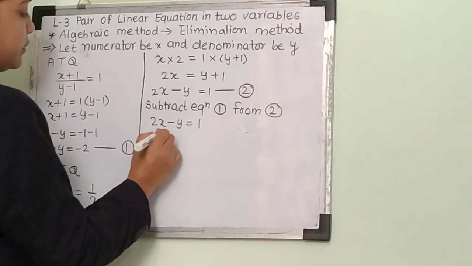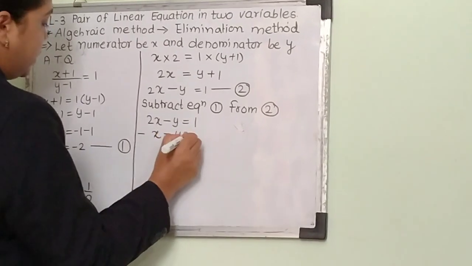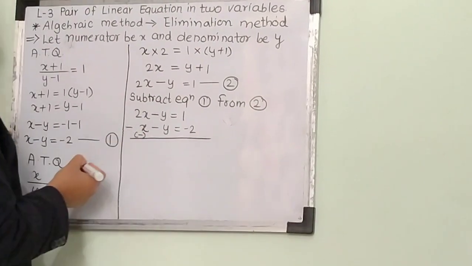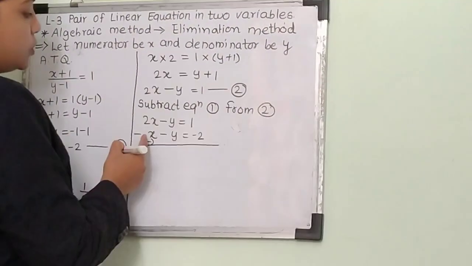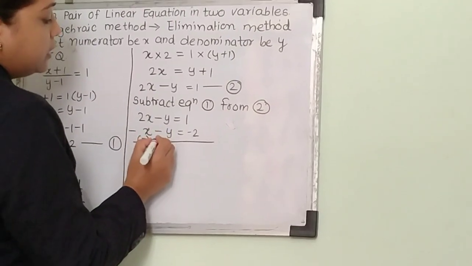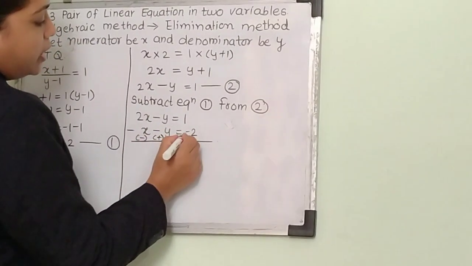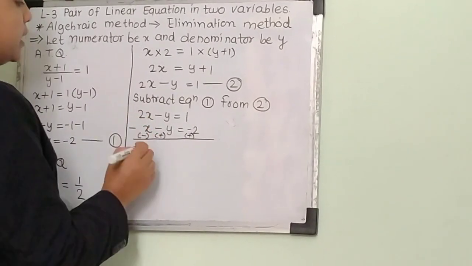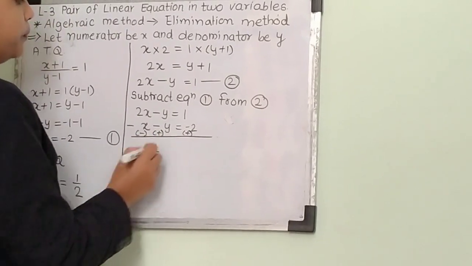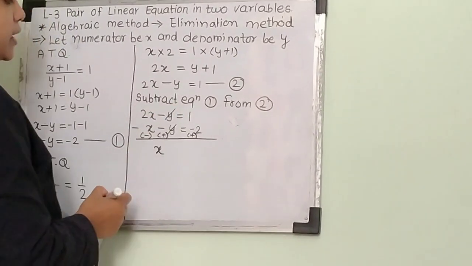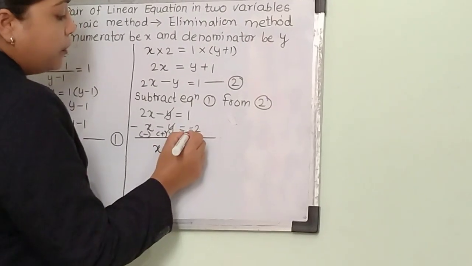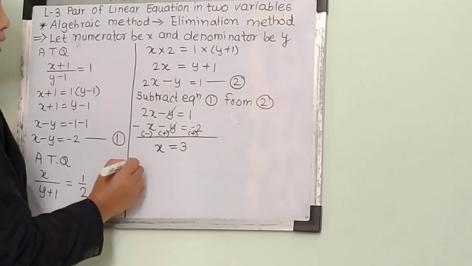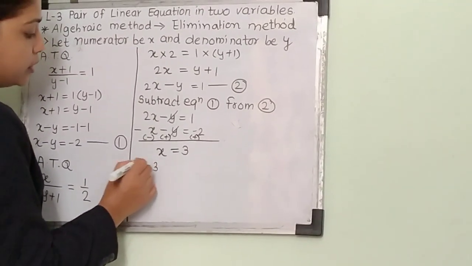We are going to subtract the first equation, x minus y equals minus 2. When we subtract, the signs of the second equation change. So this 2x becomes minus x, this minus y becomes plus y, and this minus 2 becomes plus 2. So 2x minus x will be x only. Here plus y minus y will get cancelled, and we get 1 plus 2 equals 3. Hence we get x equals 3.